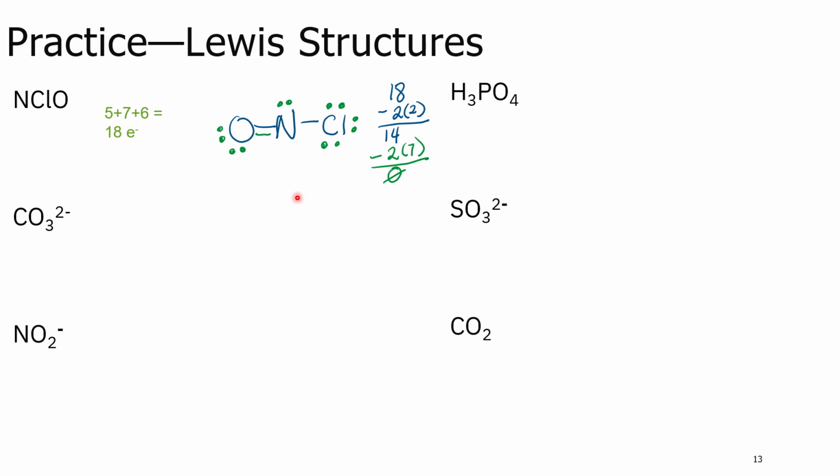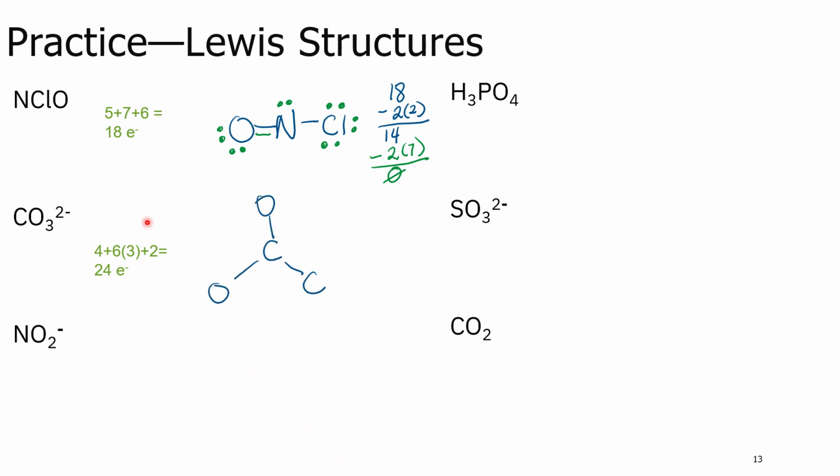Next, let's consider the carbonate ion, CO3 2-. Count the total number of valence electrons. It's 24. Carbon contributes 4, and each oxygen contributes 6, for a total of 18. The 2- charge adds an additional 2 electrons.